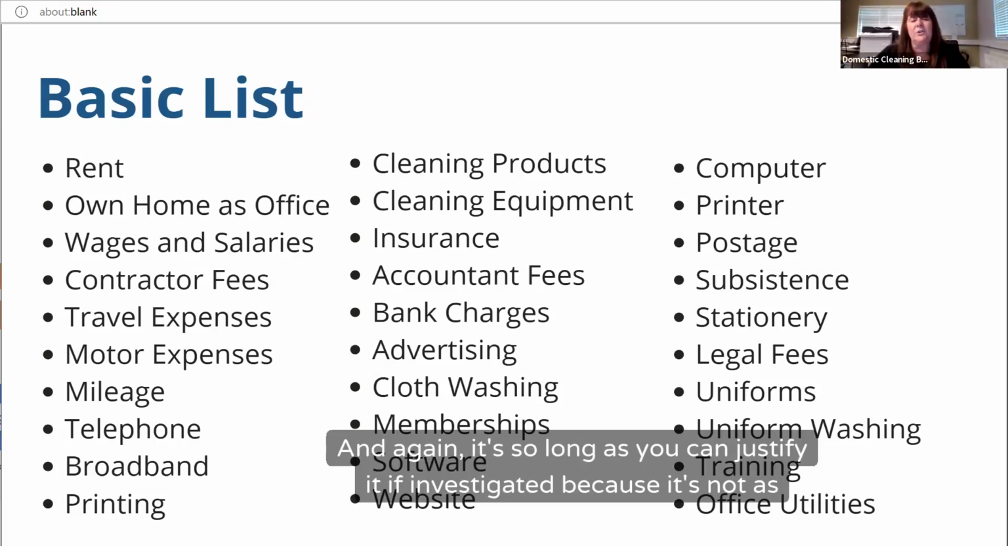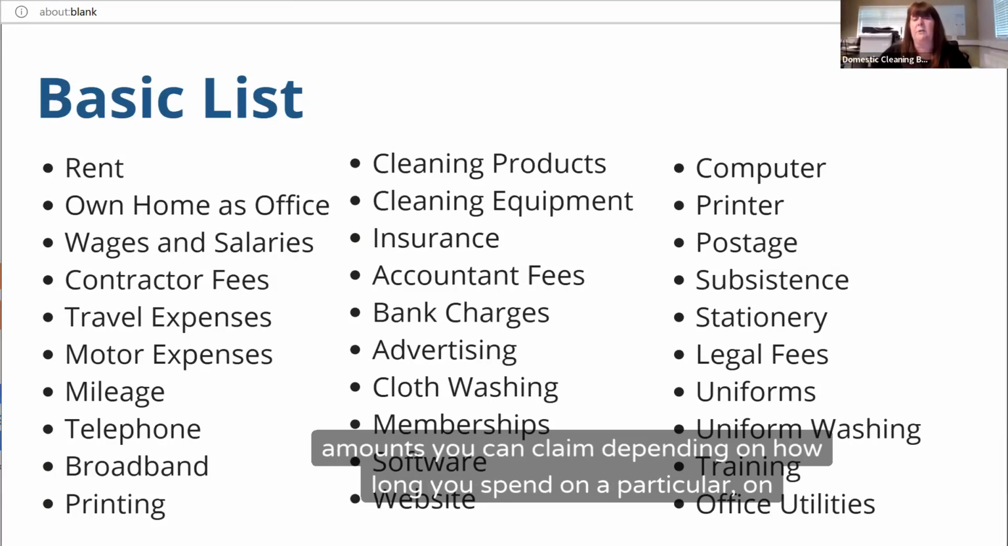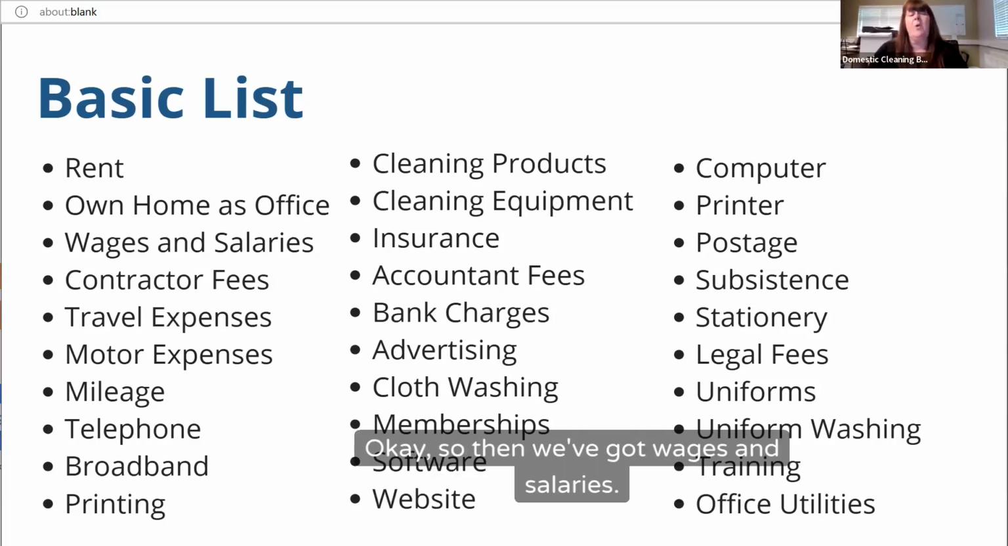And again, it's so long as you can justify it if investigated, because it's not as clear cut as the self-employed one, which is set out by HMRC, that those are the amounts you can claim depending on how long you spend on a particular actually working from home. Okay, so then we've got wages and salaries.